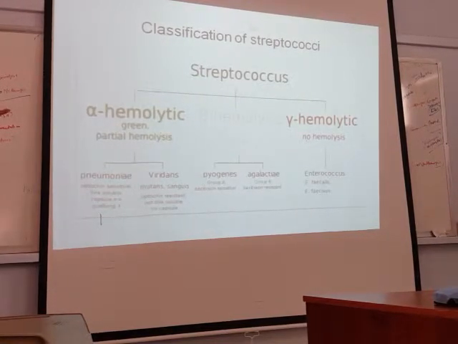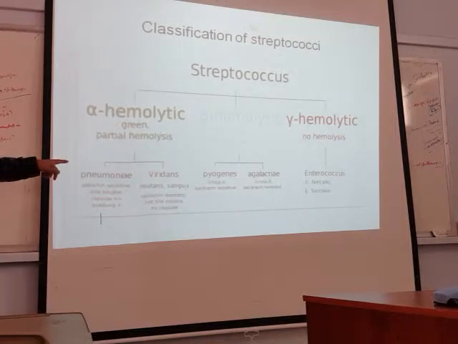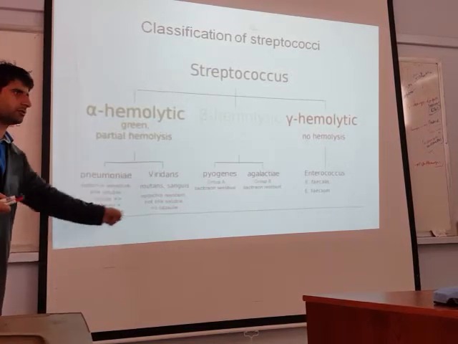Alpha hemolytic, beta hemolytic, gamma hemolytic, based on culture on the blood agar. When you culture the streptococci on the blood agar, you will find three types: either alpha hemolytic, beta hemolytic, or gamma hemolytic. Alpha hemolysis is green in color. Beta hemolysis is complete. Gamma hemolysis is none. But as far as our objectives are concerned, we will talk about pneumoniae, okay? Strep viridans and pyogenes. This is our concern.